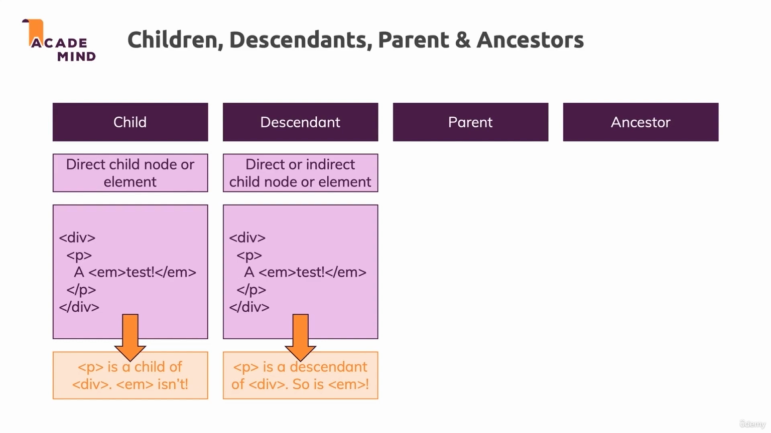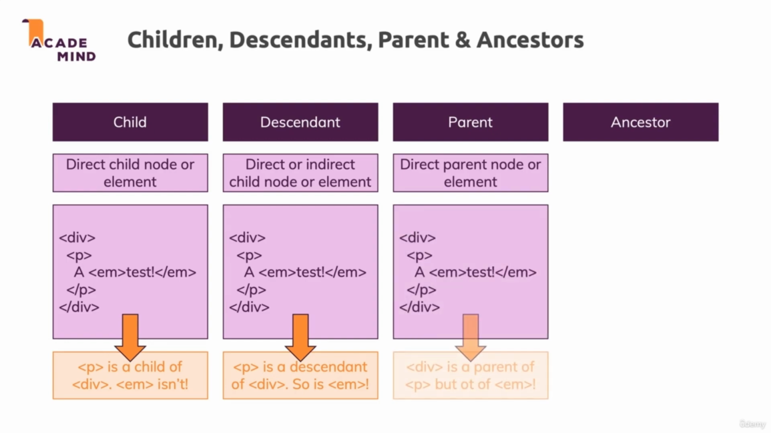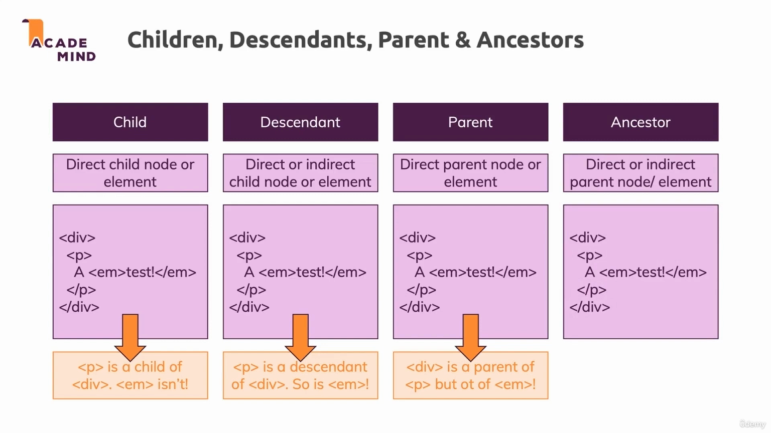Now, parent and ancestor are kind of the opposite. A parent node or element is the direct parent node or element of another element. So in this example here still, the div is a parent of the paragraph, but not of EM, for the same reason as EM is not a child of the div. And the ancestor, on the other hand, if I talk about an ancestor element or node, then this is a direct or indirect parent relation. So there, in that same example, we have div as an ancestor of both the paragraph and the EM tag.